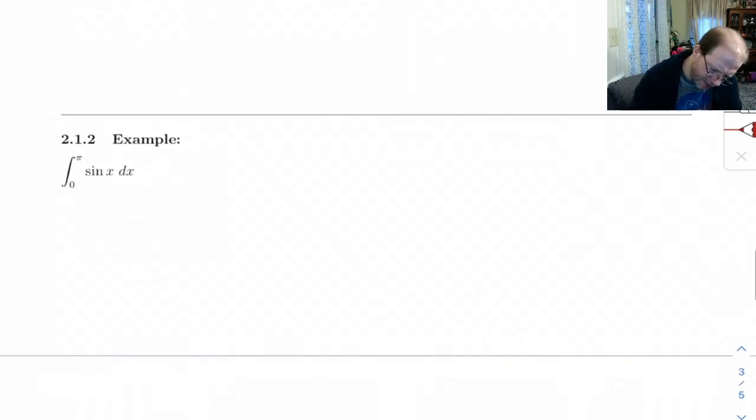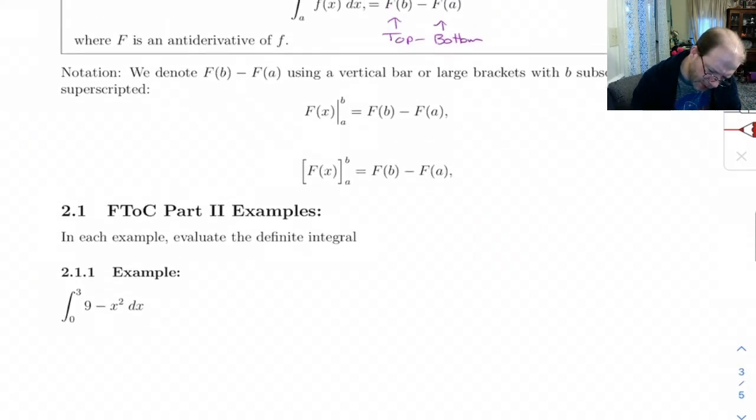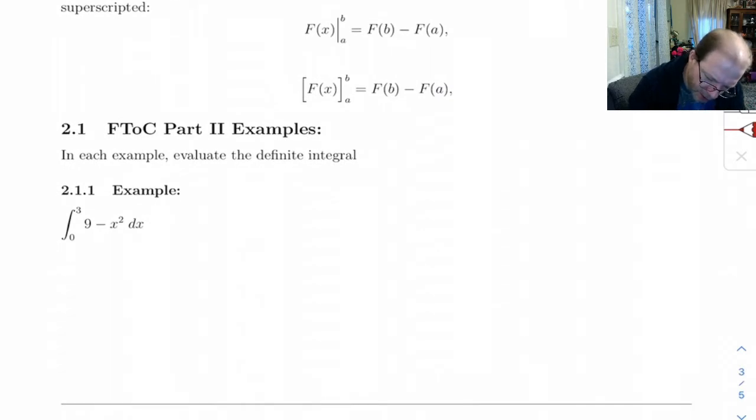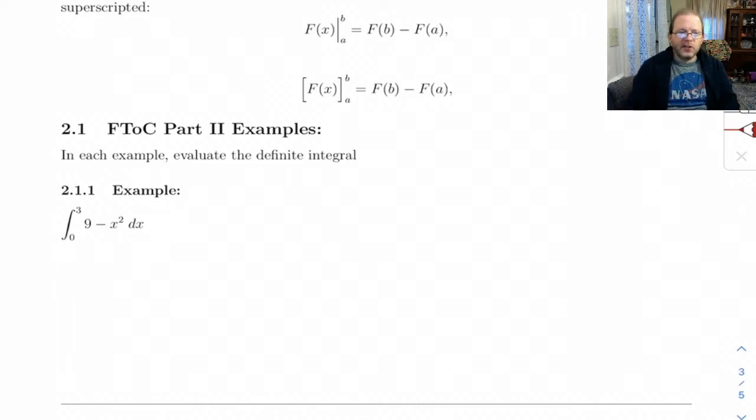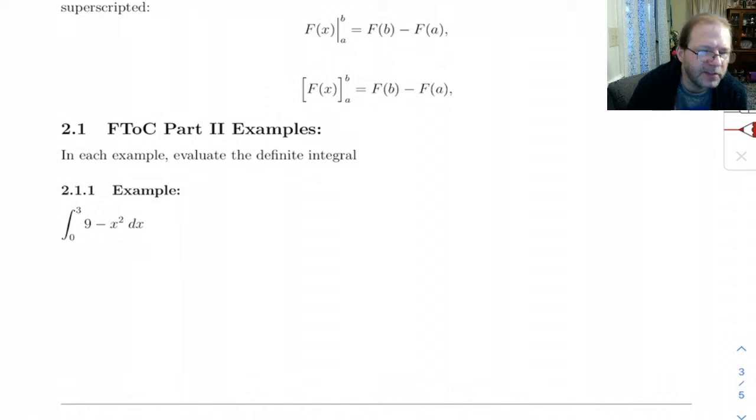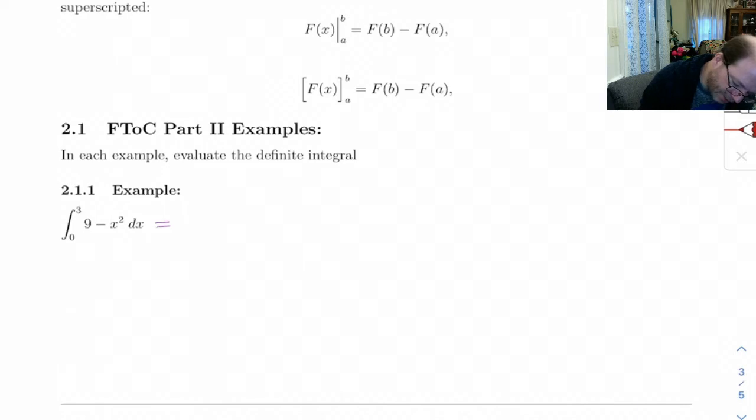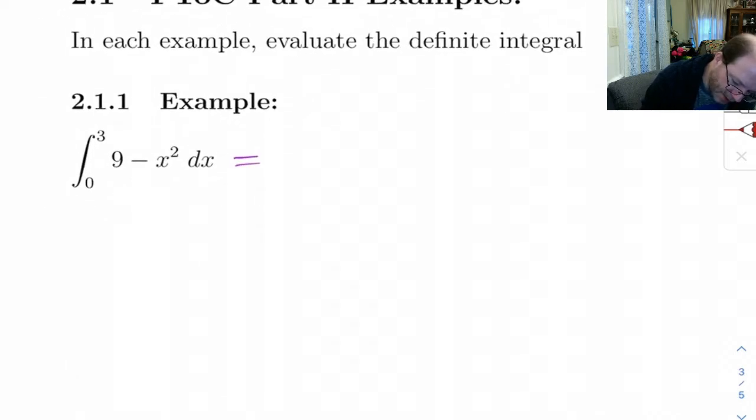So I've actually got a bunch of examples here that I want to do, so we'll cut this up into probably two or three videos. But let's go ahead and do a few of these just to see the notation, see how all this works. So evaluate the integral from 0 to 3 of 9 minus x squared. What I'm going to do is take the antiderivative of this. Antiderivative of 9 is 9x. Antiderivative of x squared is 1/3 x cubed. And we're going from 0 to 3.